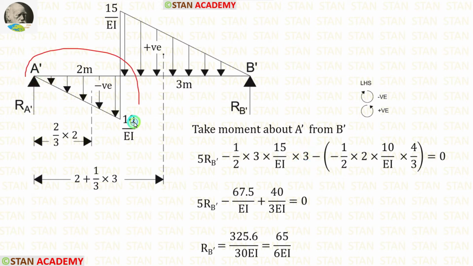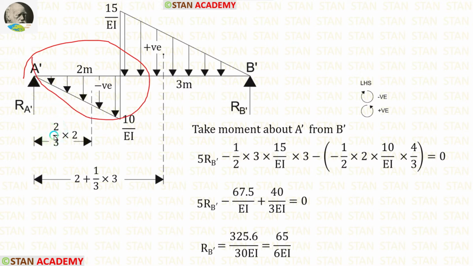Now let us take this triangle. This is also acting in the clockwise direction, so it will be negative. Since this triangle is below this line, we have to apply one more negative. So negative into negative, it will become positive. Then let us calculate the area. Then let us calculate the centroid.